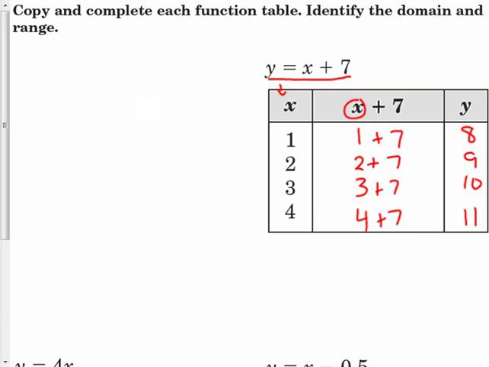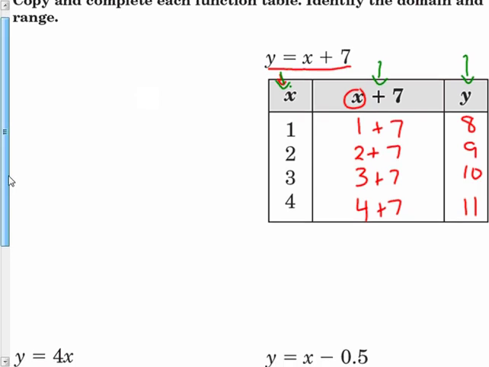I have my inputs, or x values, right here. I have my function rule, which is x plus 7. And I have my outputs, which are the y values. But the last step I have to do is identify the domain and range. And we'll take a look at how to do that.